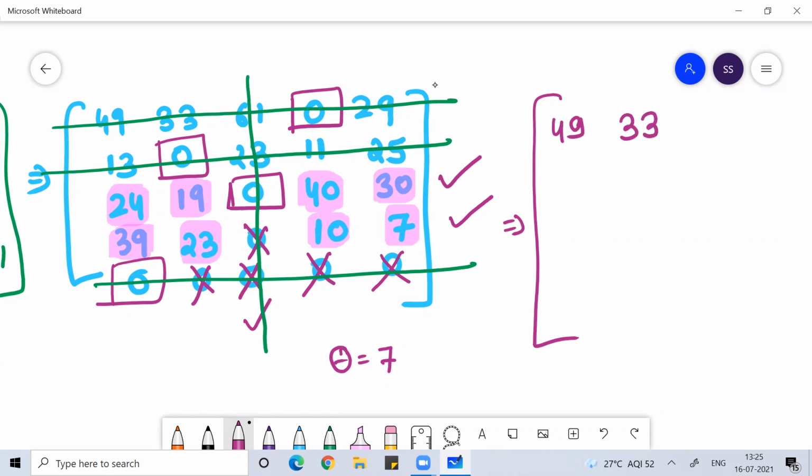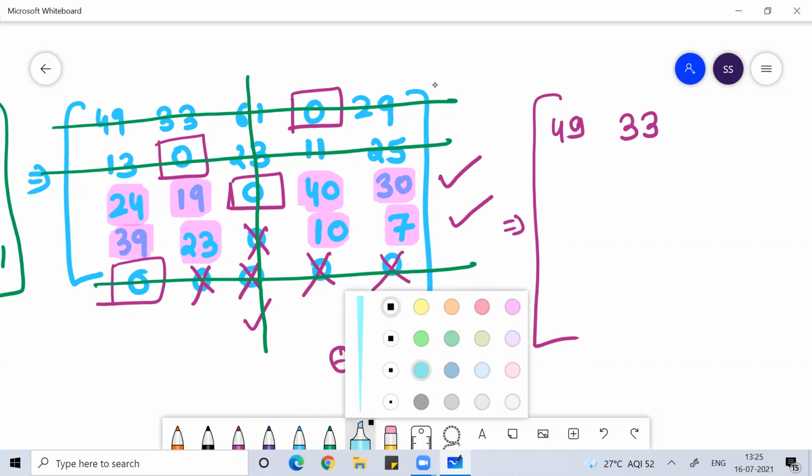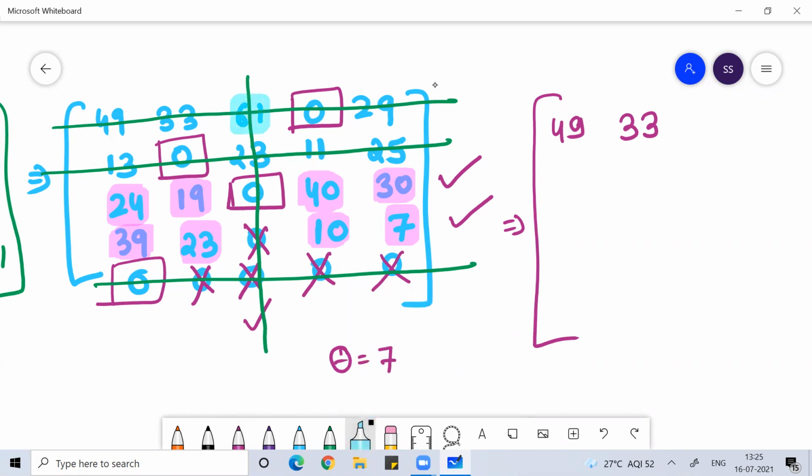If two lines cross like this, you see the two lines cross here, which I just shaded with blue color, then what you do, add theta on them. 61 plus 7, 68, 0, 29, then 13, 0, then 23, 30, then 11, then 25, then 24.